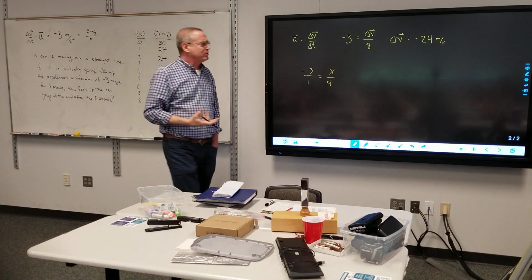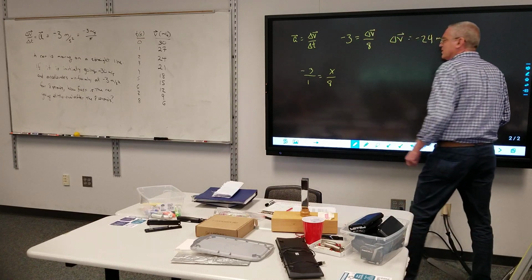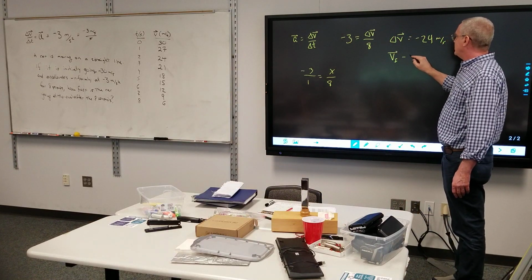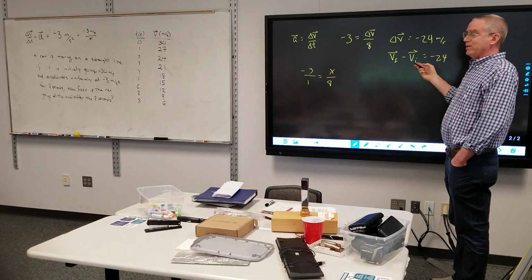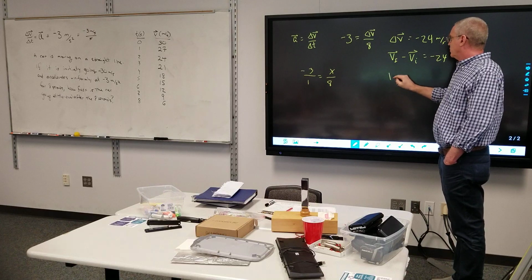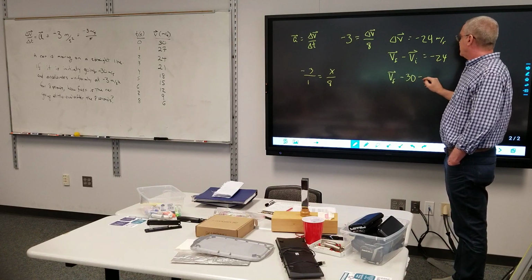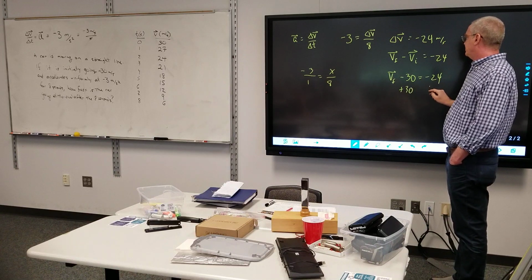But change, well, change always, one of the few always in the course, always is final minus initial. So this is final velocity minus initial velocity is equal to -24. Well, I know initial, I gave it to you. So Vf minus 30 is equal to -24. Add 30 to both sides.